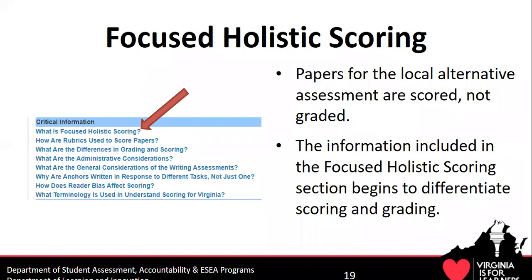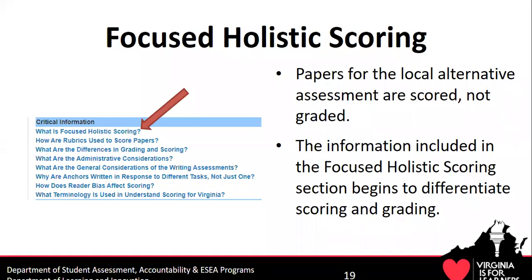Thank you, Catherine. Yes, good afternoon, everybody. So the next section, when you're looking at that Learn About Scoring section on the Understand Scoring website, and you can see the little screenshot of the webpage here, that after critical information is focused holistic scoring. So we're going to talk a little bit about focused holistic scoring for a minute, but when teachers and people in your division are scoring papers using the scoring rubric that is located in the Understand Scoring website, teachers will practice scoring papers for the 5th grade local alternative assessment in a focused, holistic way. So we're going to talk a little bit about what that means.